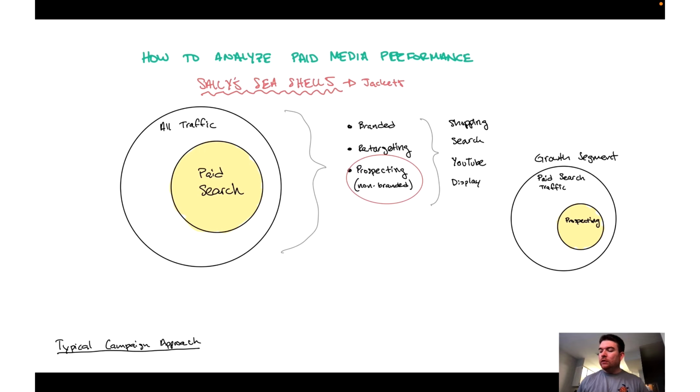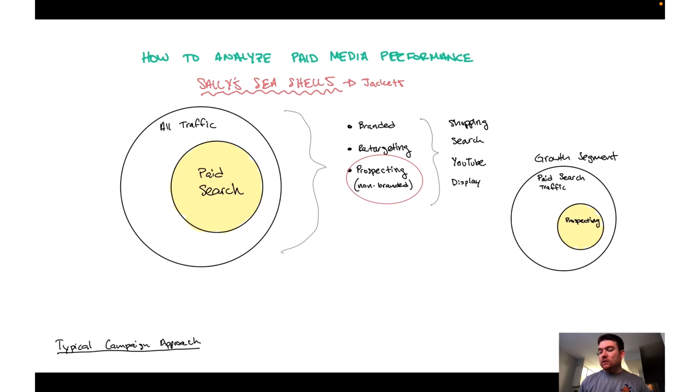I think this is going to be a really helpful way for you to think about analysis and quickly getting to what matters and what's actionable. So I wanted to share this tip with you today through the eyes of Sally's Seashell Jackets. It's an e-commerce store, and she's doing a quick analysis, and here's how you can do the same.